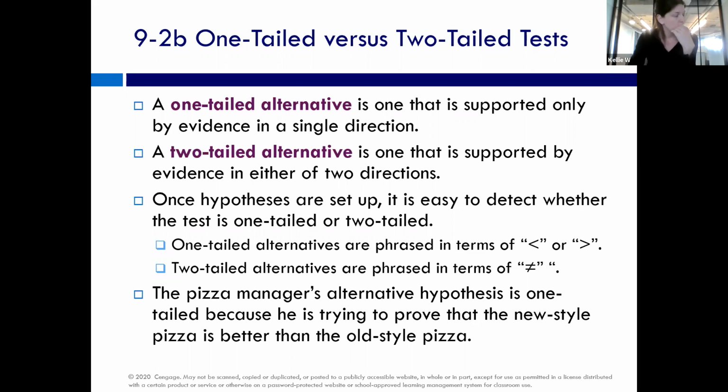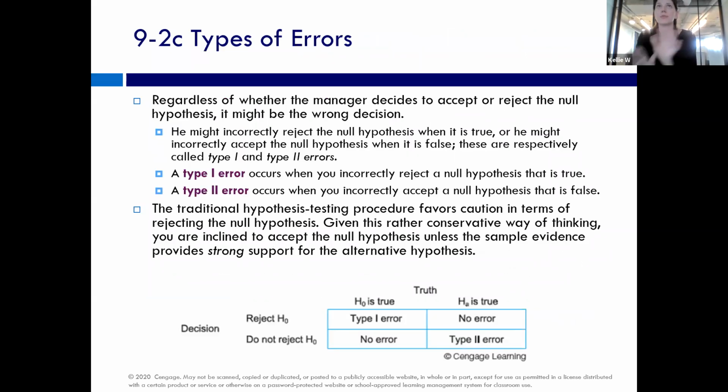Generally, in business applications, the book has a lot of one-tailed examples, but in business applications, usually we're doing two-tailed. So if you're really stuck and you're not sure, a two-tailed test is more conservative, so go with that if you really don't know which one to choose.